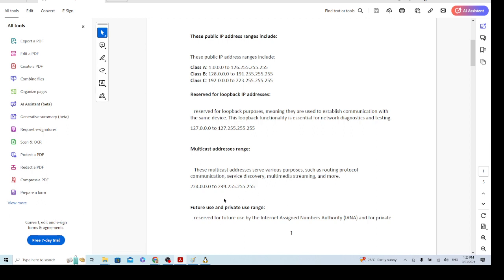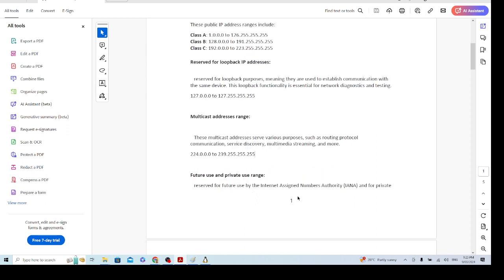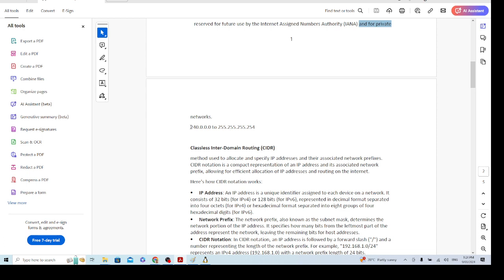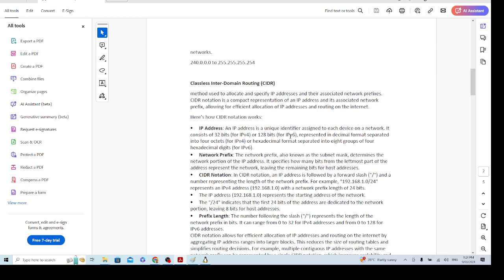All right, so the future use range is reserved for future use by the Internet Assigned Numbers Authority, IANA, and this is an international organization. It is starting from 240.0.0.0 to 255.255.255.254. So this range is already reserved for future use. Who knows, maybe one day they will need to be used.